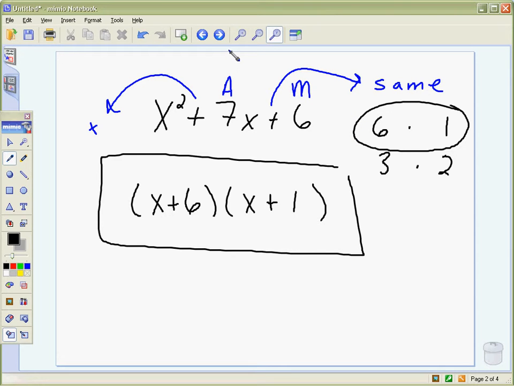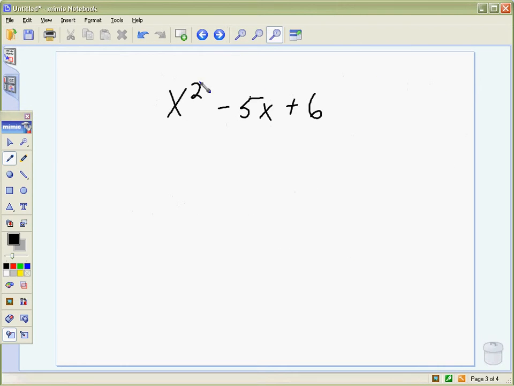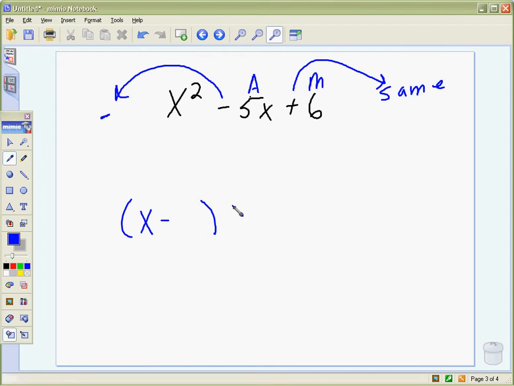Let's change it up just a little bit. Here, let's look at our signs. Again, we're adding to get a 5 and multiplying to get a 6. This is a positive sign, so it tells me my signs are going to be the same. But there's a minus right here, so my signs are going to be negative. So my answer is going to look like x minus, x minus.